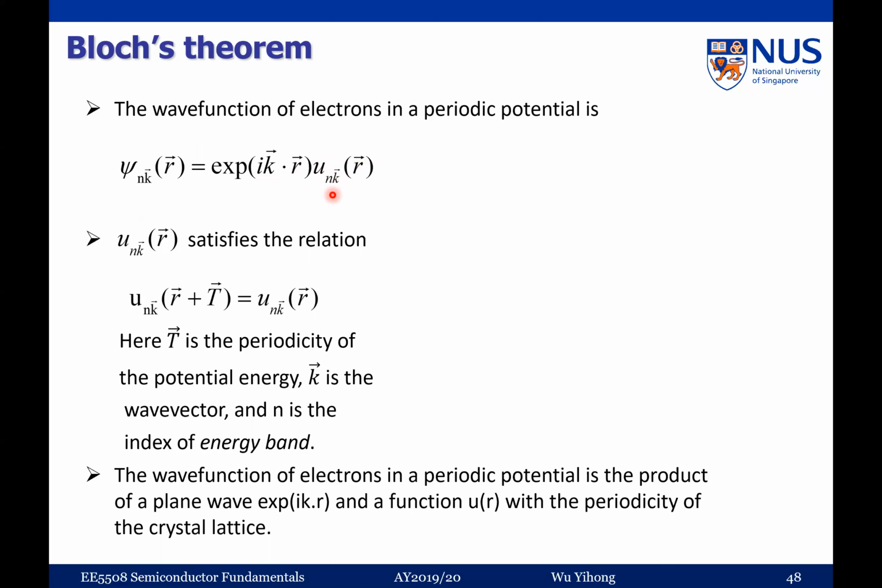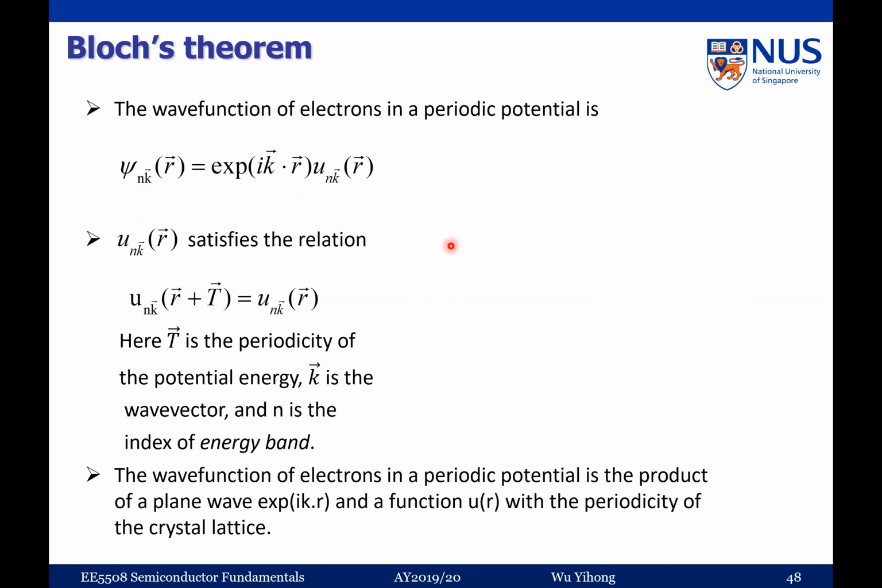This is due to the presence of the periodic electric potential, right? This U is a function of R. R is a position variable, all right? Of course, this is a function of K and R. We'll talk about K later, but you can just assume that K is still the wave vector of the electron, okay? Now we have two indices here. One is N and the other is K, right?